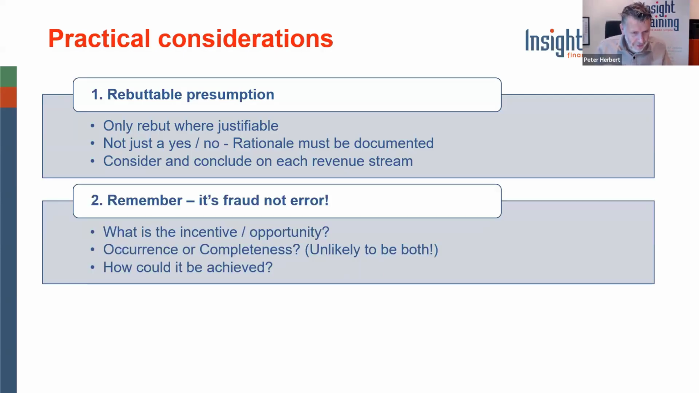Remember, it's fraud, not error. So what is the incentive or opportunity for a fraud to be perpetrated to give rise to revenue to be materially misstated? How could that fraud be perpetrated? And do think carefully about the relevant audit assertion. You know, is it occurrence? Is it completeness? Is it cut off? And as I've already alluded to, does that particular risk of fraud apply to certain revenue streams, but not others?